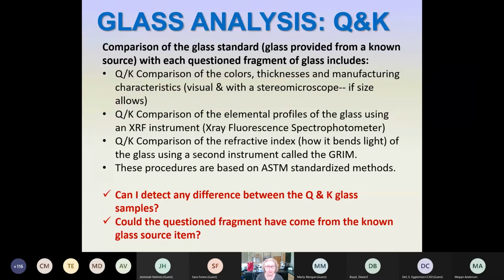If we can't tell any difference, then we will move on to our second instrument, where we measure the refractive index of the glass, which is a property of how the glass bends light. Just like if you have a pool of water and you're looking at yourself standing in the water up to your waist, the way your legs look is somewhat foreshortened because the light has bent as it goes through the interface of the air to the water. Same thing with glass. So we'll measure how much that light is bent. And we use an instrument called the GRIM for that, which is short for the Glass Refractive Index Measurement System.